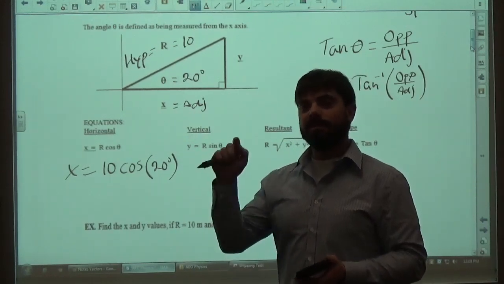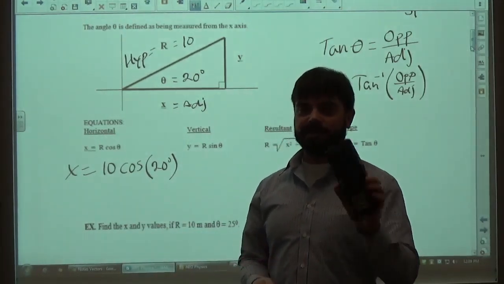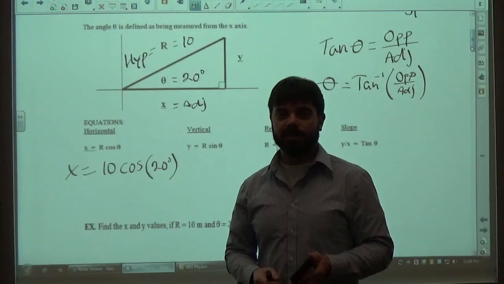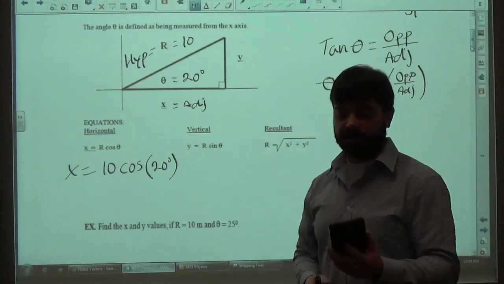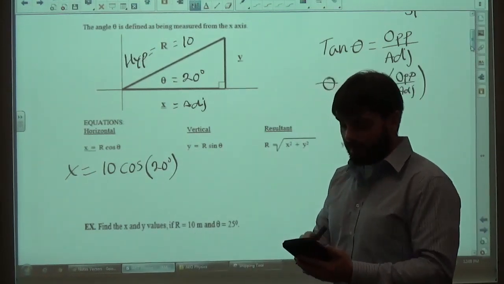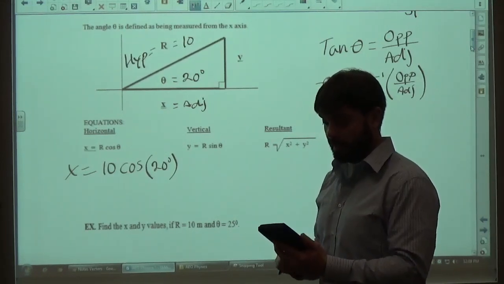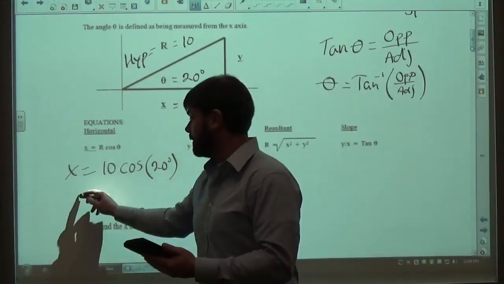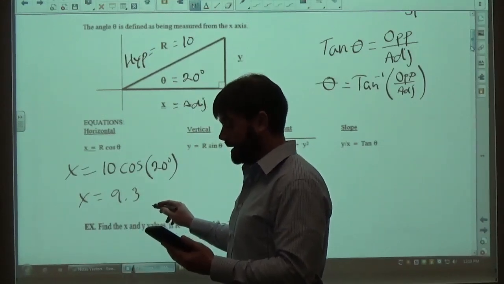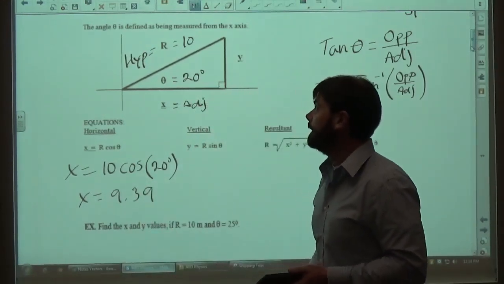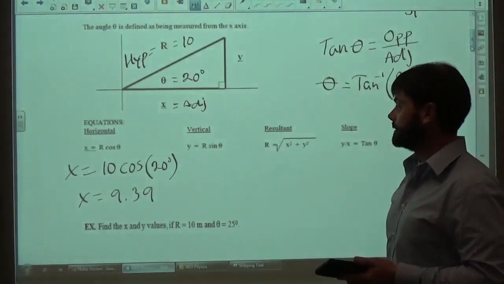One way to check that is to hit the tangent button and 45, or 45 tan, depending on your operating system or your device. The tangent of 45 should be equal to 1. So if you want to check that it's in degrees or in the proper setting, check the tangent of 45 and make sure that it's equal to 1. So if I do this on a TI-80 instrument, I'll do 10 times cosine of 20. And I get 9.39 approximately, whether we're measuring in meters or kilometers per second or whatever it happens to be.